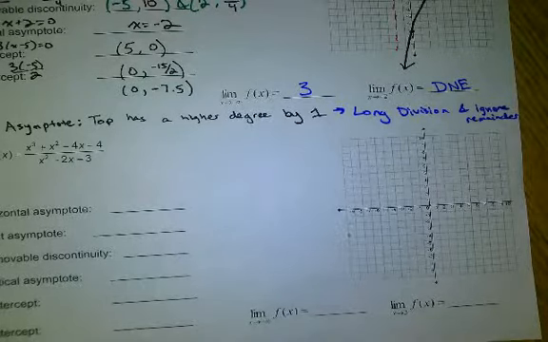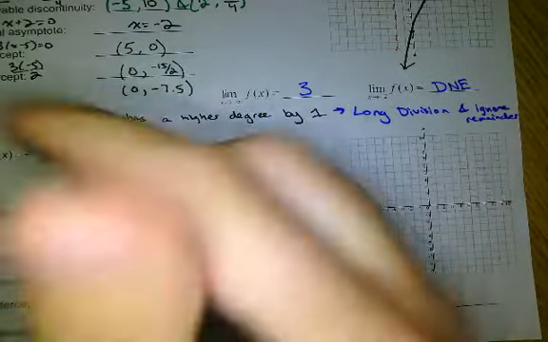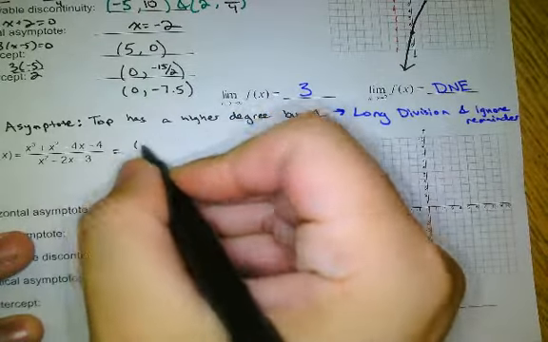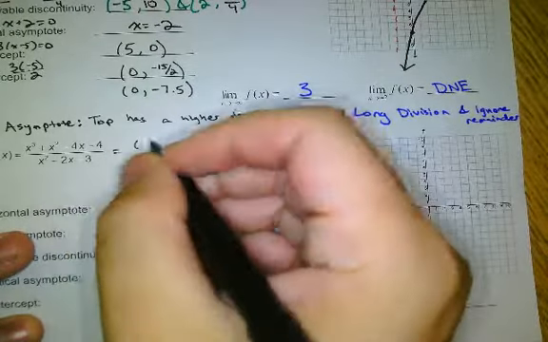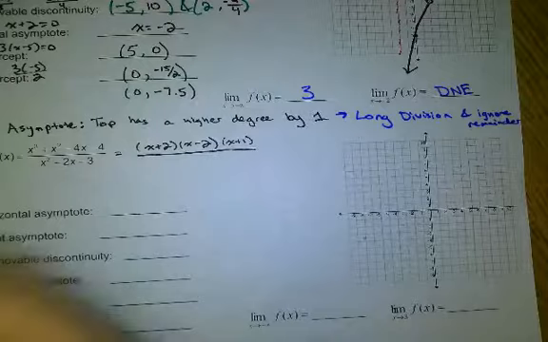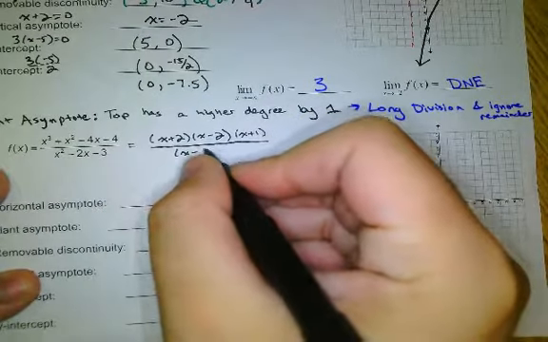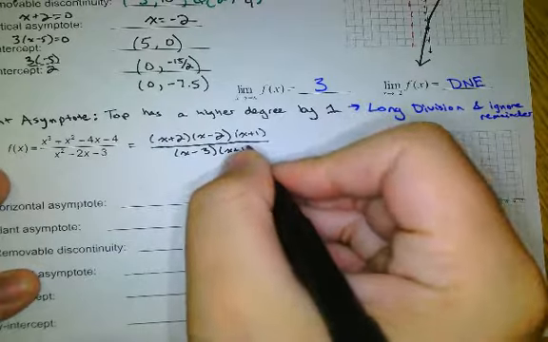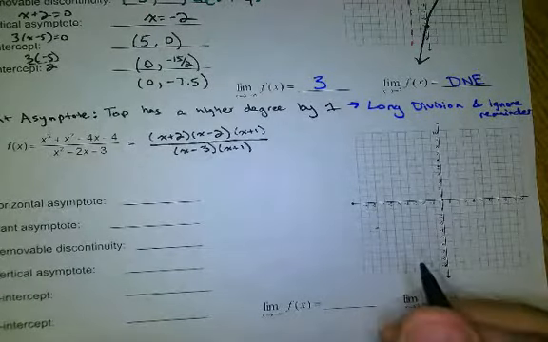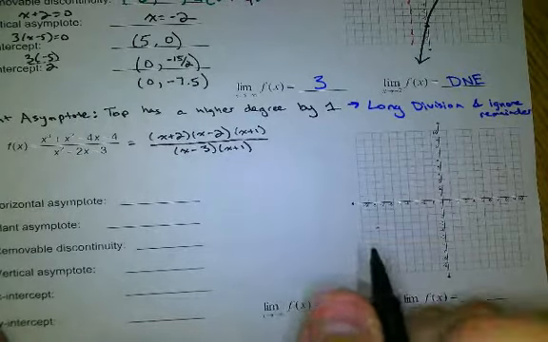So first off, before we have to do any of that, I always say to get rid of the holes first. So does the top factor? It does factor. Want me to just tell you what it factors as to save time? It looks like an x plus 2, x minus 2, x plus 1. How's the bottom factor? So it cancels out.